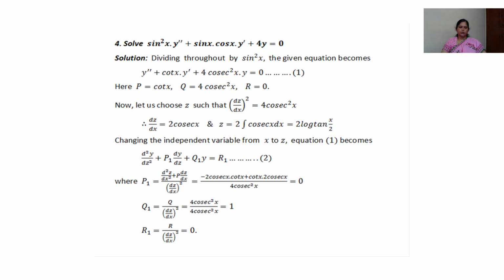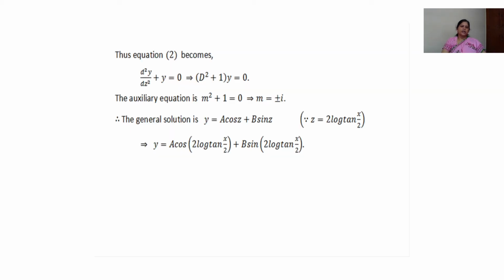q1 is equal to q by (dz/dx) whole squared. The q value is 4 cosecant² x, and the denominator value is also 4 cosecant² x. So both will cancel, and we'll get q1 is 1. And r1 is equal to r by (dz/dx) whole squared. Here r is equal to 0, so r1 is also 0. Now we are going to substitute all the p1, q1, r1 values in equation 1, and equation 2 becomes d²y/dz² plus y is equal to 0.